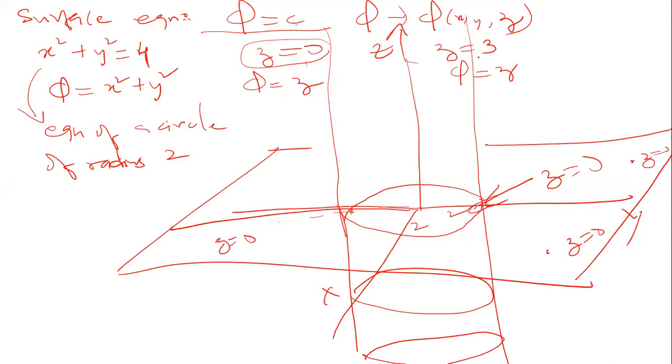Now, what is the z equal to 3 surface? This is z equal to 0. Let's say this is z equal to 1, and this is z equal to 2.